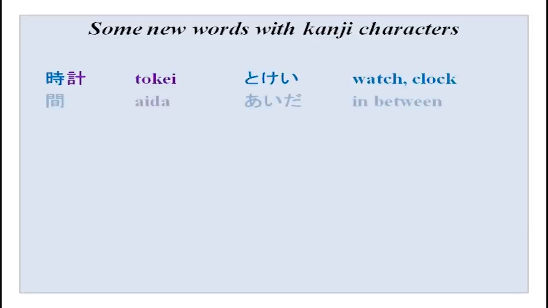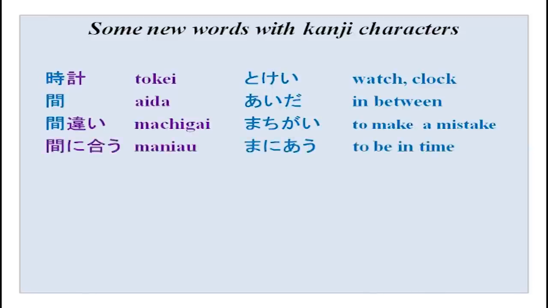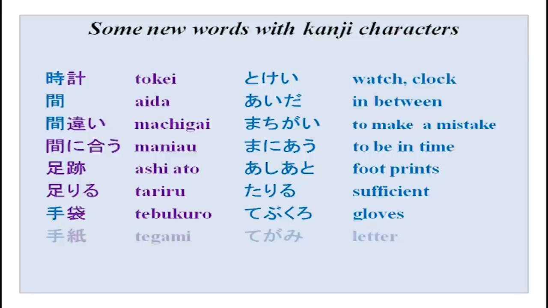Now, there are some new kanji characters. Well, I will go over it very, very quickly. Toke. Aida. Machigai. The meanings are given over here in the right column. Then, maniau. Maniau is when you are getting late and you are able to make it. Ashiato. Tariru. Tebukuro. Tegami.